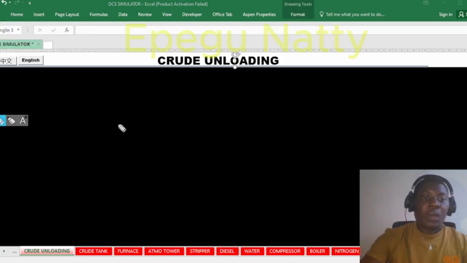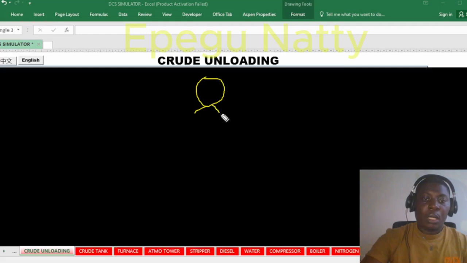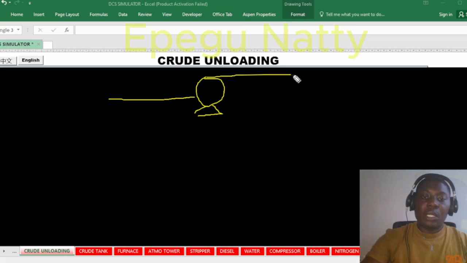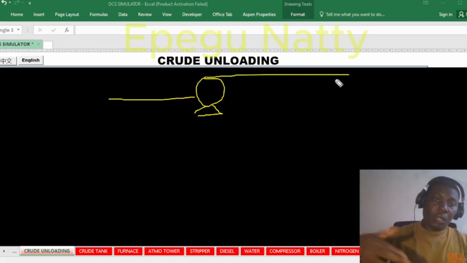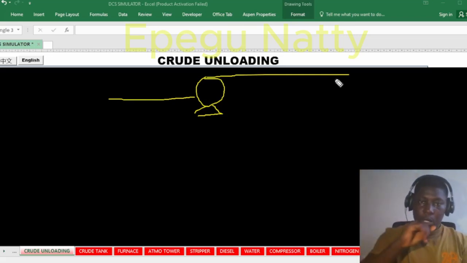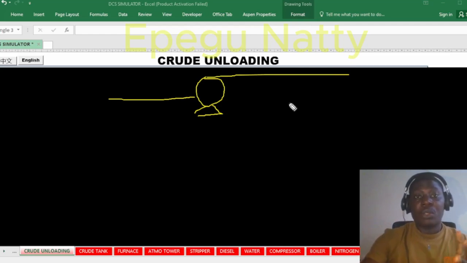Let's say we have a pump. This is a pump. We have the suction line, which is the line that comes to the pump, and then we have the discharge line, which is the output of where we are trying to send the fluid to. So here is the suction, here is the discharge. Now let's use Bernoulli's equation to explain this.